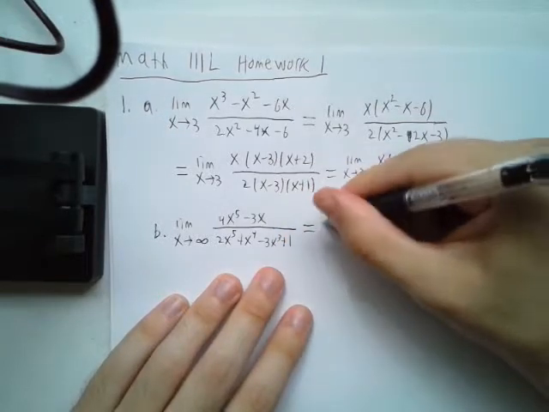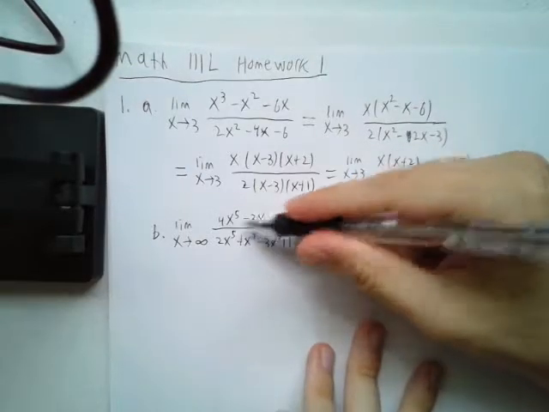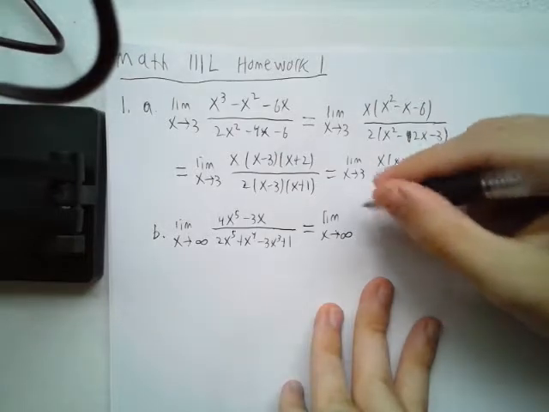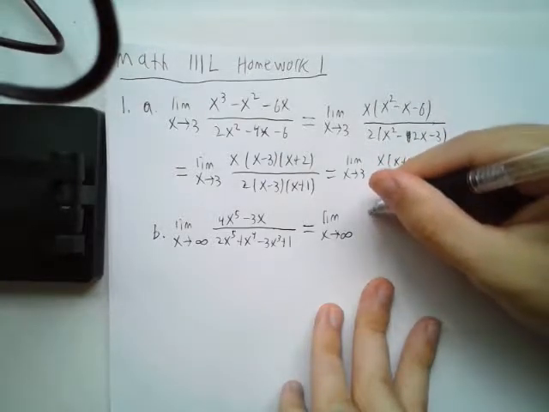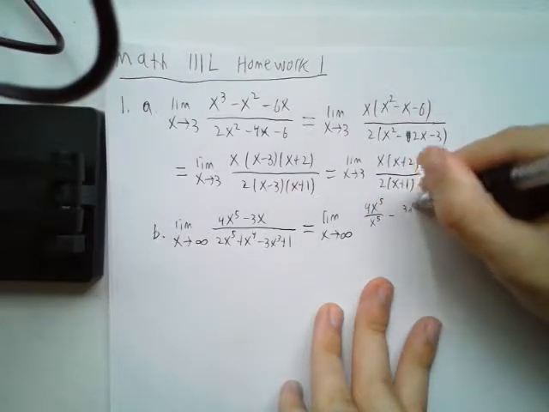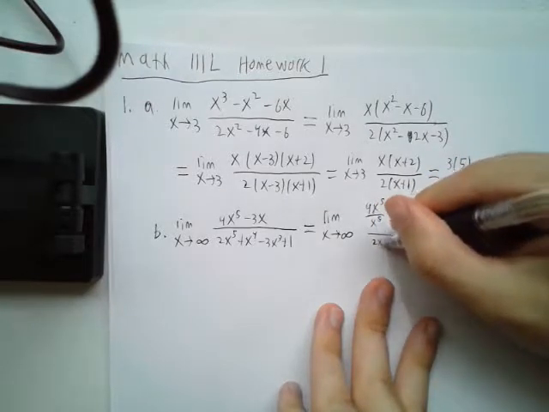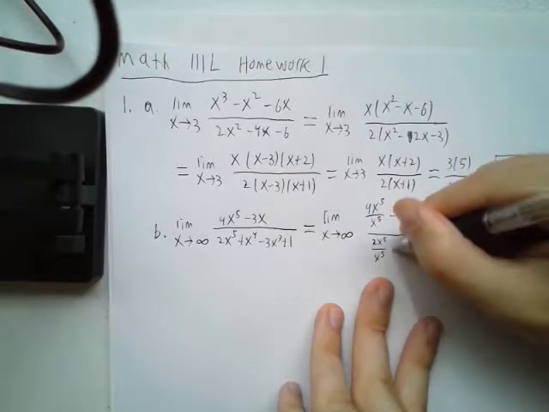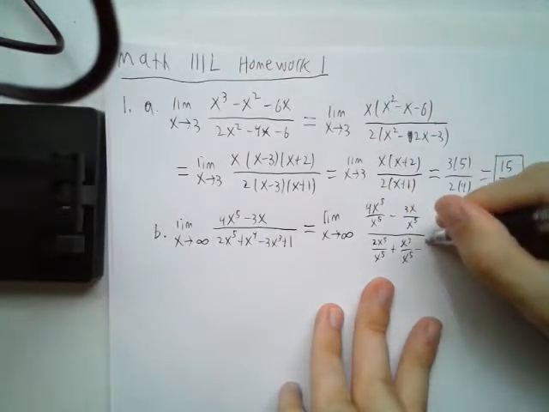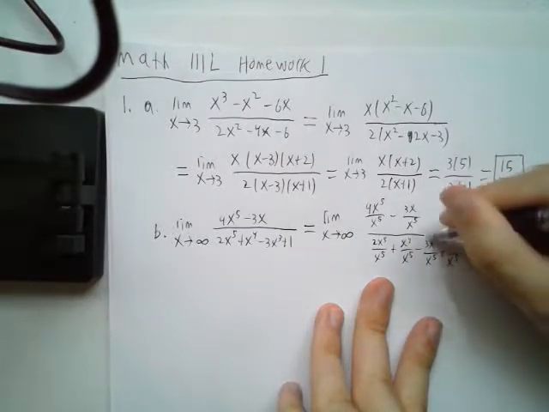So the first step is to divide everything in both numerator and denominator by the highest power of x. When we do that, we get 4x to the 5th over x to the 5th minus 3x over x to the 5th, divided by 2x to the 5th over x to the 5th plus x to the 4th over x to the 5th minus 3x cubed over x to the 5th plus 1 over x to the 5th.